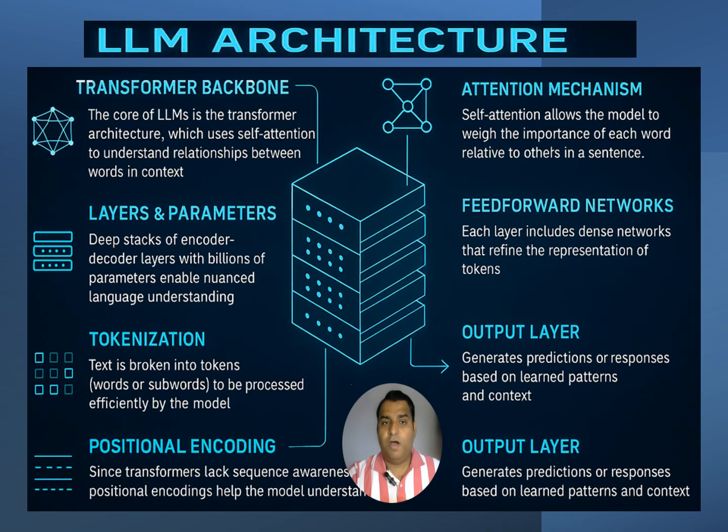The feedforward networks: each transformer layer includes feedforward networks that further transform token representations. These networks help refine the model's understanding and contribute to its predictive capabilities. The output layer: the final layer generates predictions, such as the next word or a complete response. Based on the learned patterns and contextual understanding, it translates internal representations into human-readable text.